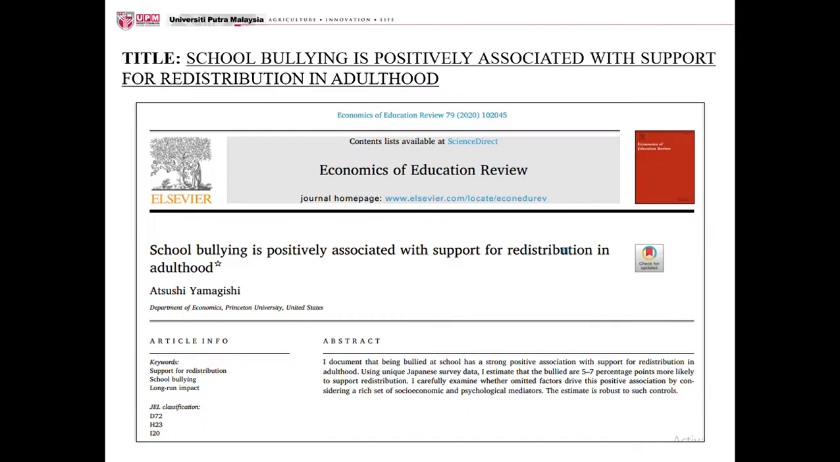So today I'm going to present about the research on statistical paper that I have chosen for this assignment one. This is the article journal that I have chosen, entitled School Bullying is Positively Associated with Support for Redistribution in Adulthood. Basically, this research paper used statistical methods to interpret the data that have been collected and to make conclusions from the results. This paper only has one author, Atsushi Yamagishi from the Department of Economics, Princeton University, United States.